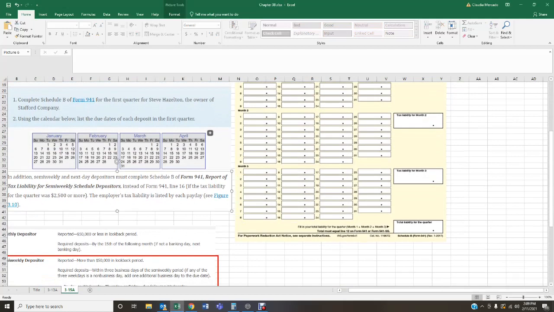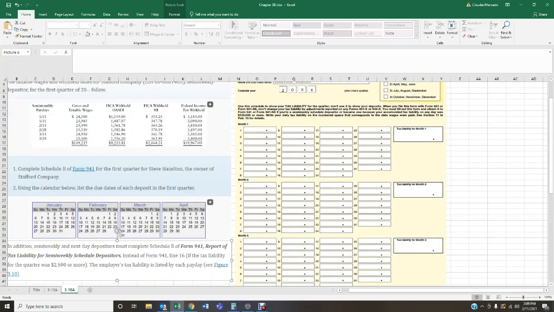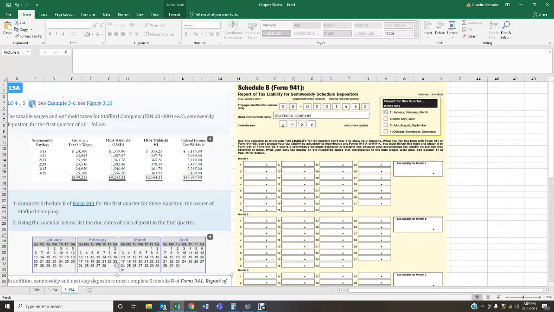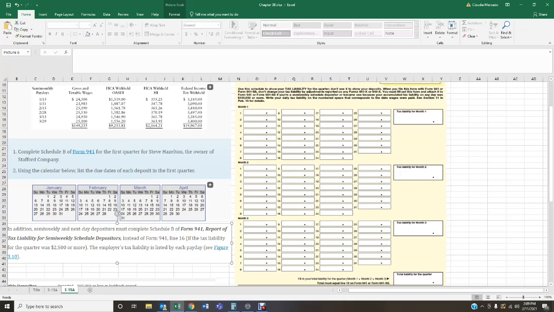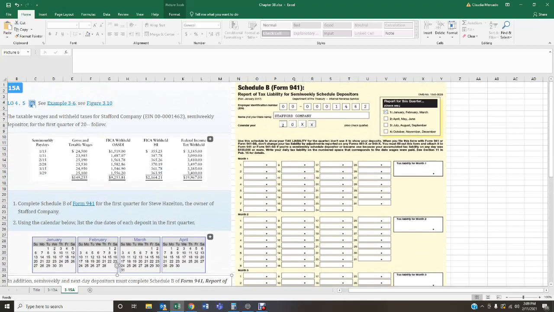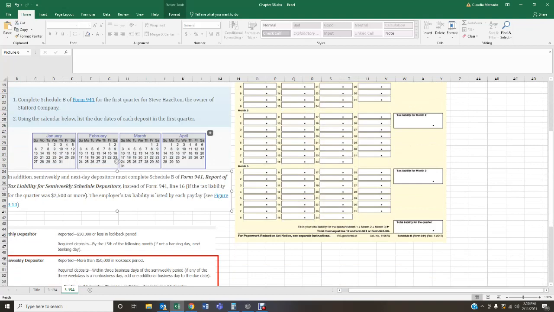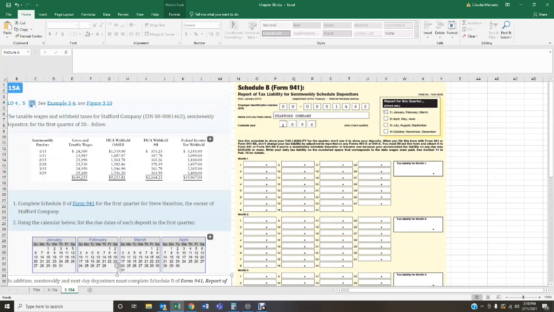Semi-weekly is what we are here. We're a semi-weekly depositor in this particular case. If you're a semi-weekly depositor or a next day depositor, we must complete Schedule B, which is Form 941, Report of Tax Liability for Semi-Weekly Scheduled Depositors, instead of Form 941, line 16. So this basically outlines our tax liability. If we're a semi-weekly or a next day depositor, we have to fill out one of these forms.